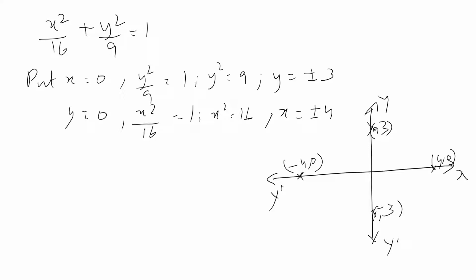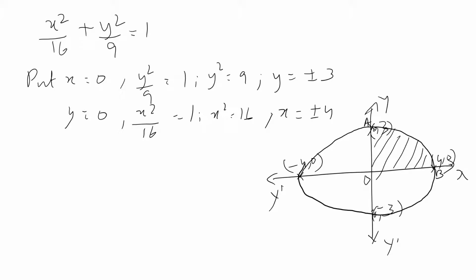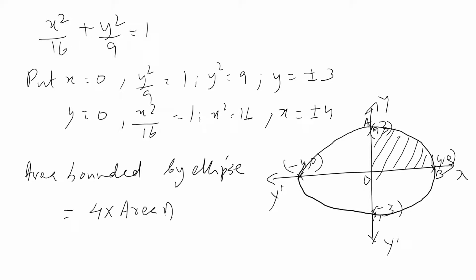Now we'll join all the coordinates together so that we'll get an ellipse. So this is our ellipse, and we can see that an ellipse is symmetrical about both the axes. So we are planning to find the area of this portion, only this portion. I will name it as O, A and B. We'll find the area of OAB and then just multiply by 4, and that will give us the area of the ellipse. So for that we can write area bounded by ellipse is equal to 4 into area of OAB. So now we are going to find out the area of OAB.